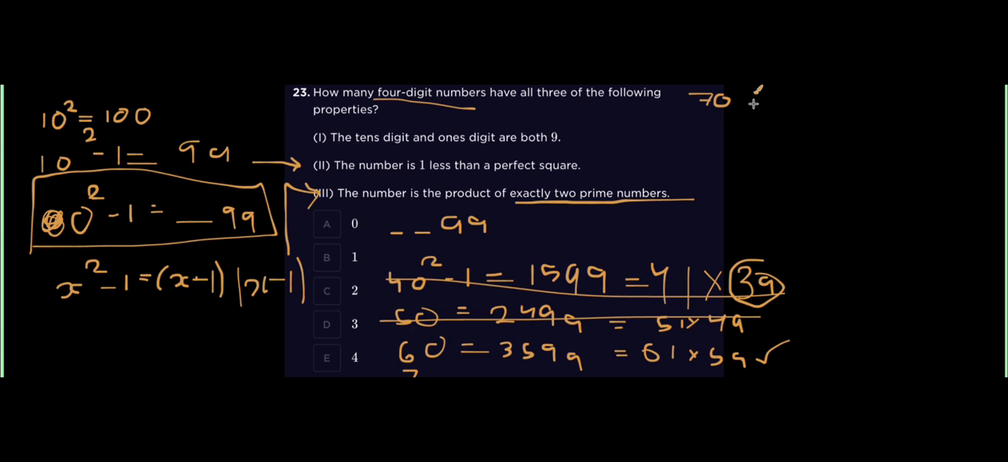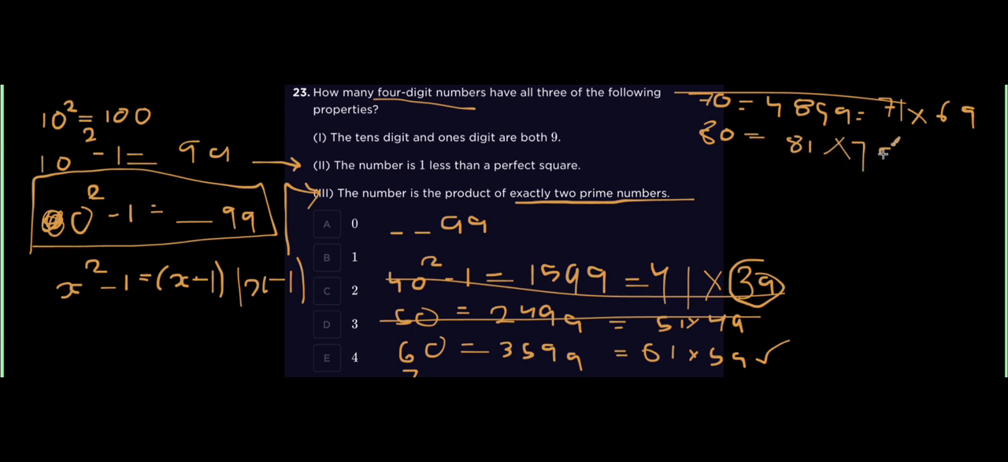Let's go over here. 70: 7 times 7 is 49, so 4900 minus 1 is 4899, which is equal to 71 times 69. 69 is divisible by 3, so that won't work. If I go for 80, I don't even need to calculate what 80 squared minus 1 is. It's just 81 times 79. Are these both prime numbers? No, 9 times 9 is 81. 90, finally. 90 gives 91 times 89, and 91 is divisible by 7. So there's only one working solution, that's 60.